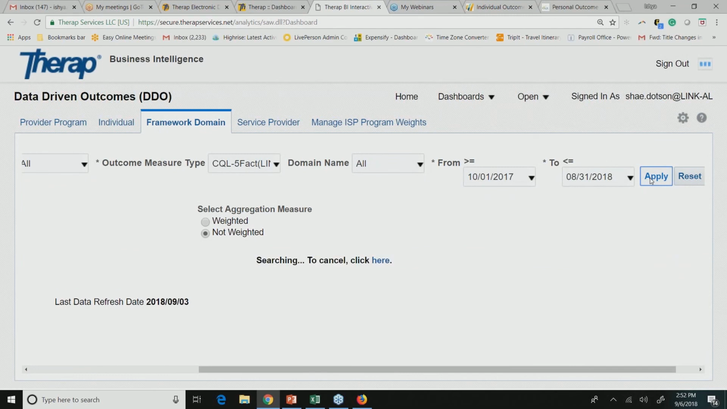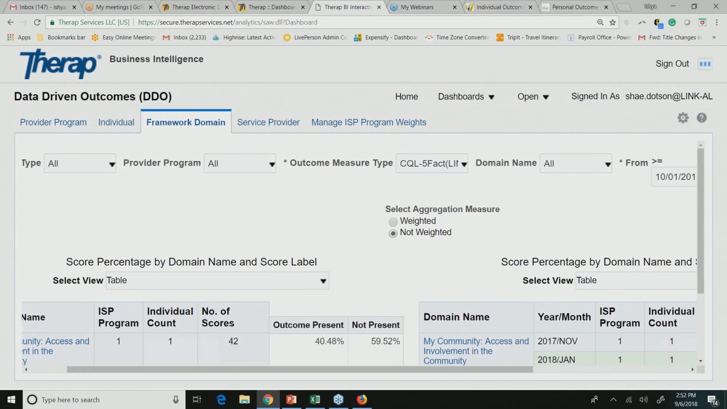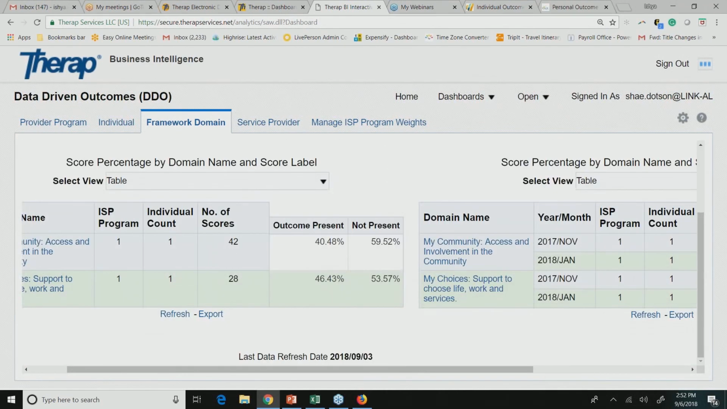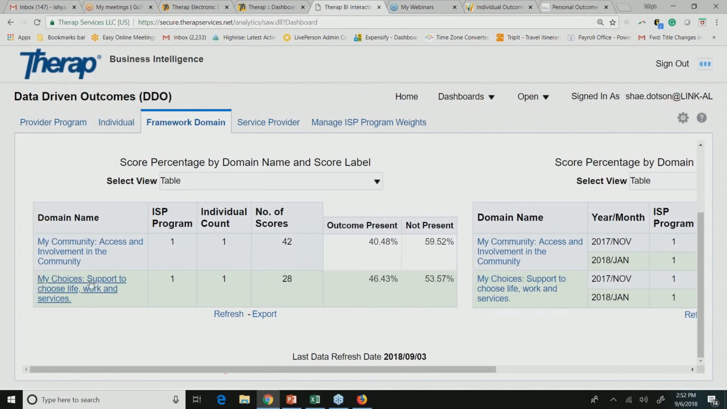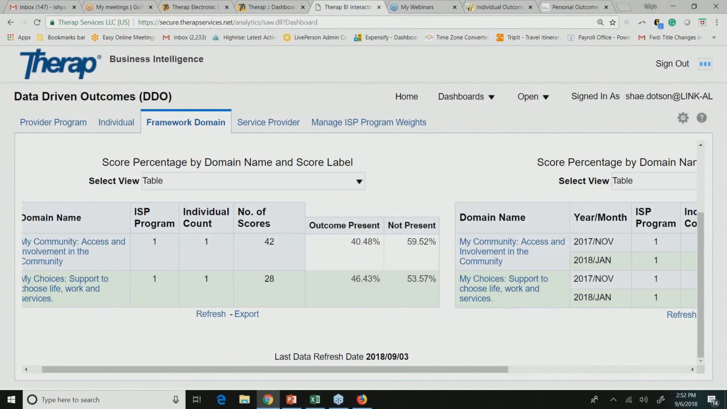Sure. Okay. I'm going to show you this really quick and then I'll switch into that. So let's say that I was working with the CQL 5 factors. If I had those particular domains out there, then I could have a shot of whether the outcome is present or not present based on those scores that are coming in. So you have the ability to look at that information. Again, if you needed to drill down into that, you could.